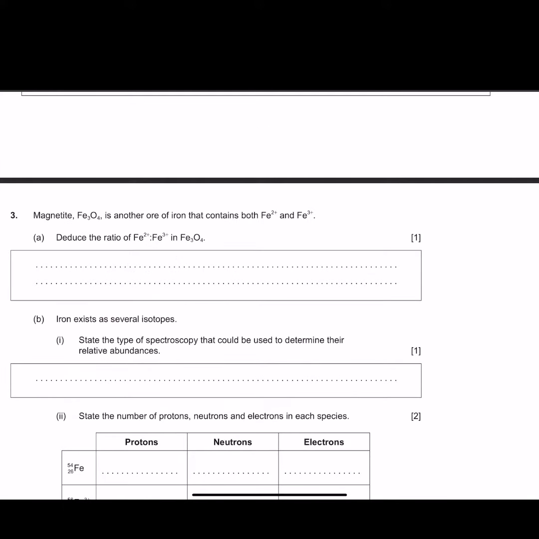Now moving on to question 3. In the first part we have to deduce the Fe2+ and Fe3+ ion ratio in 1 mole of Fe3O4. To solve this, firstly we need to find the total charge on the iron atoms. We can use the normal oxidation number rule: 3x plus 4 times minus 2 equals 0. So x is basically 8/3. Or you can say 3 atoms of iron should have a total charge of +8. So in Fe3O4, these 3 iron atoms should add up to a charge of +8.